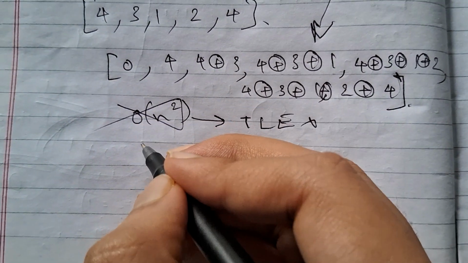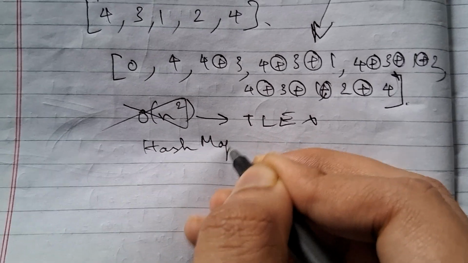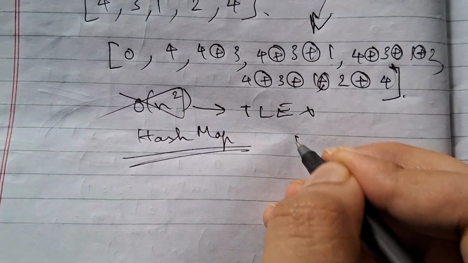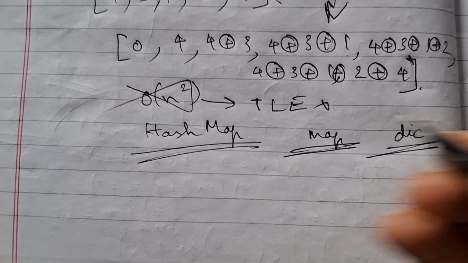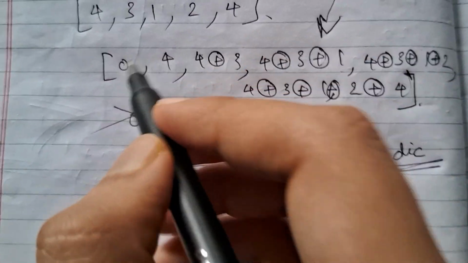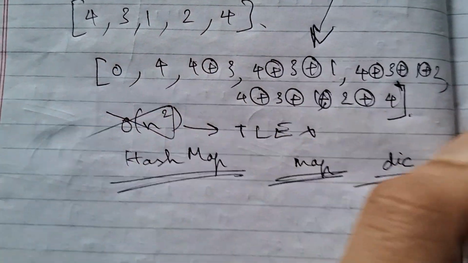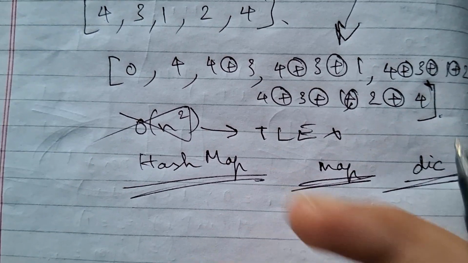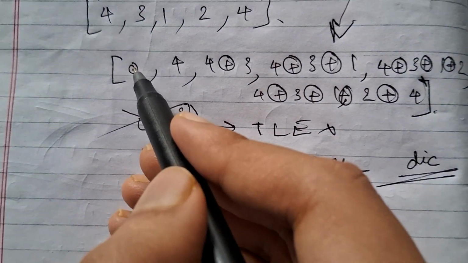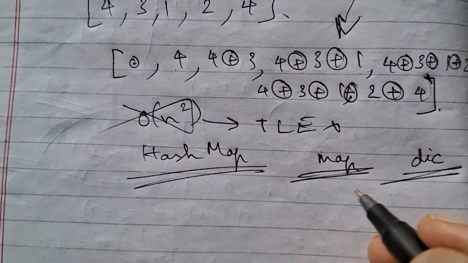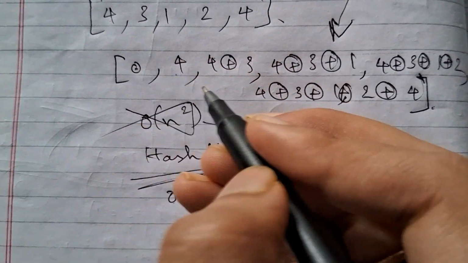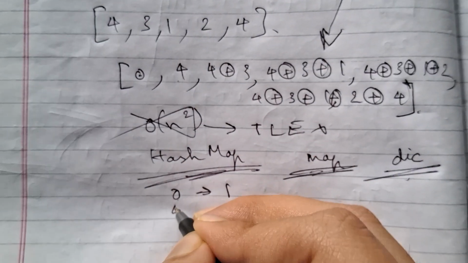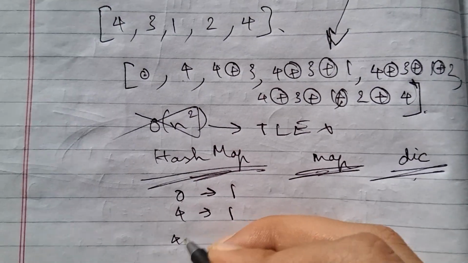So what we are going to use is one of my favorite concepts in Java, the hash map, or even the map in C++, or as you may call it, the dictionary in Python. Okay, so these are the three things that we are going to make use of. We traverse the whole array and go on putting the values and their frequencies in this hash map or dictionary. So let's say the frequency of 0 is 1, right? For 4 it is also 1, right? For 4 XOR 3 it is now 1.